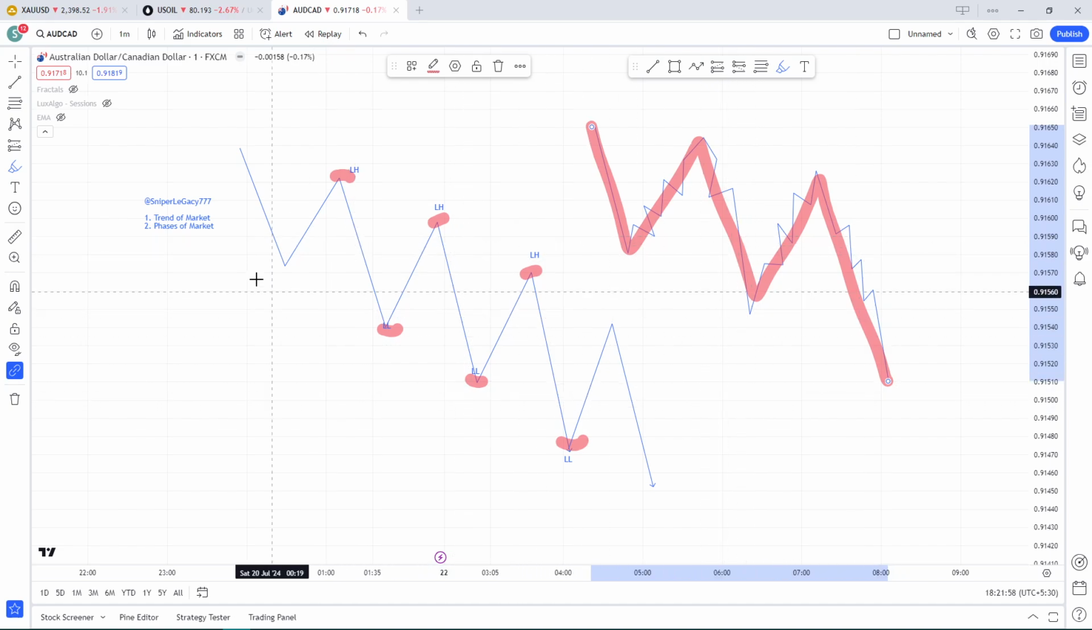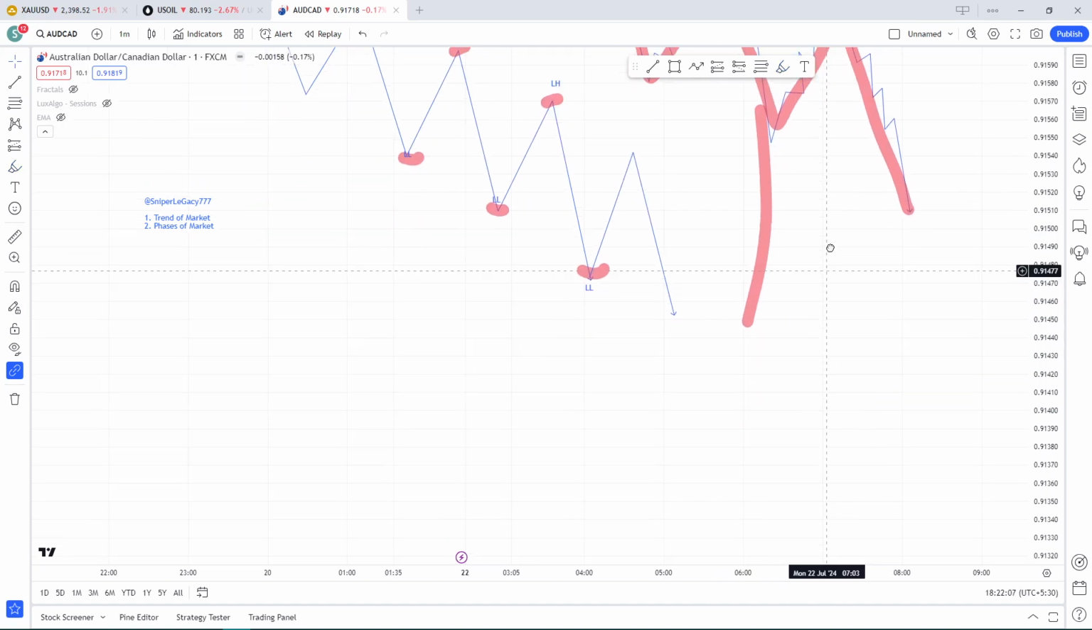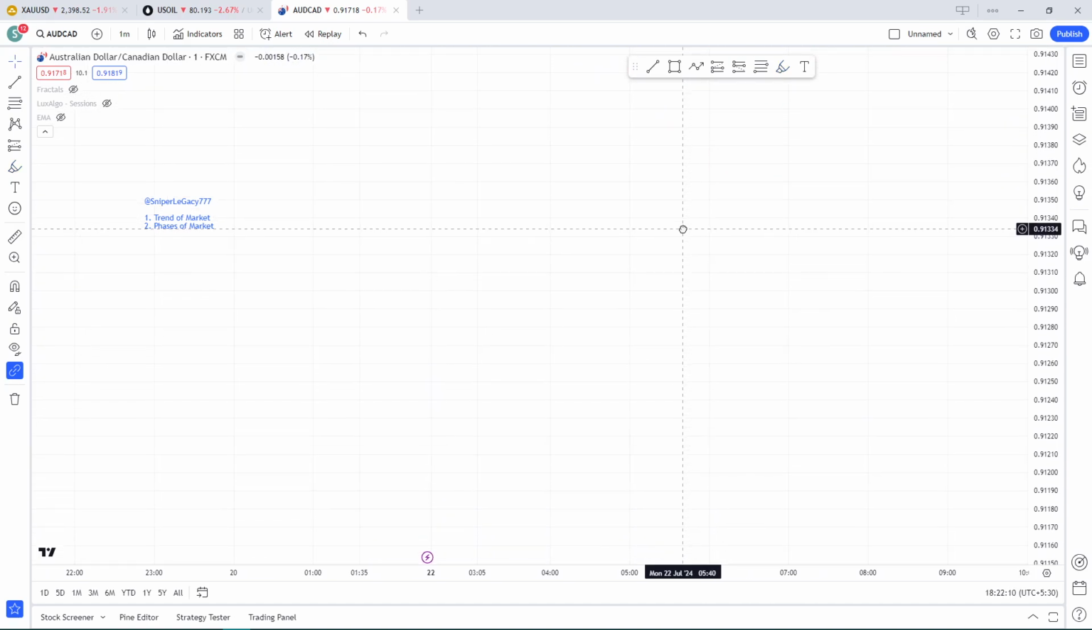So we have two trends of market, uptrend and downtrend, also called bull trend and bear trend. That is what we have covered just now. The next thing I'm going to cover in this video is the phases of market. There are 4 phases of market, and all these 4 phases appear in a cyclic form. There is nothing like the phase 1 is always the first one and phase 2 is always the second one.